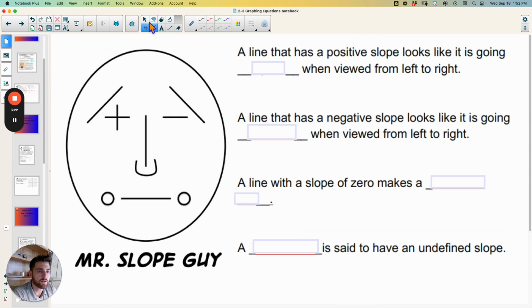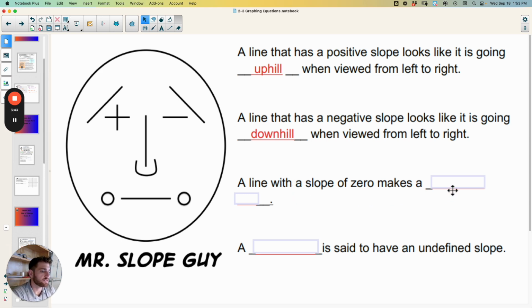Okay, so you can fill this in your notes too. This is Mr. Slope Guy. So this first little part here, his left eye, shows an eyebrow leaning to the right, and that's a positive slope. This eye and eyebrow here is a negative slope, so it looks like his eye is closed. It looks like it's going downhill, so that's a negative slope.